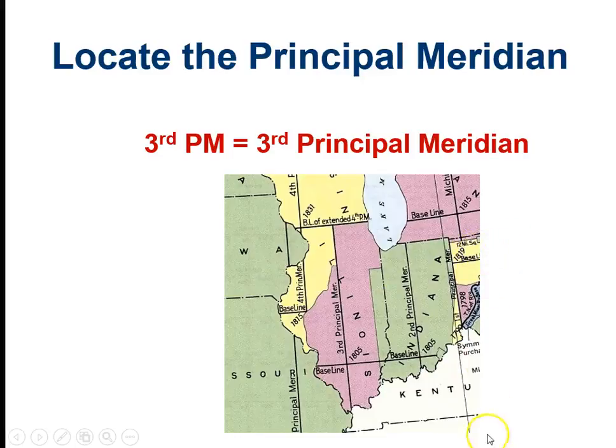So we can see different meridians. For instance, this is the second principal meridian, third principal meridian, the baseline that everything is measured off of. Each state has a baseline and has at least one meridian that they measure all of their information off of.